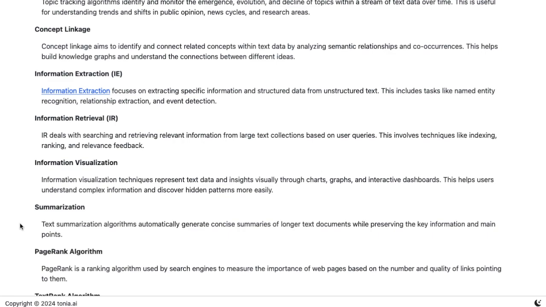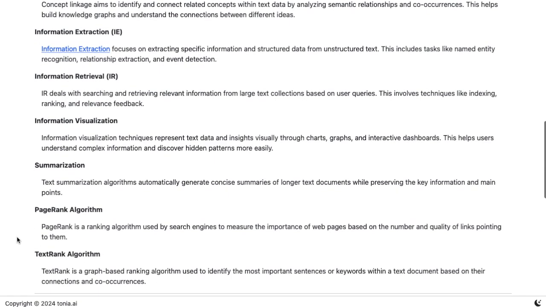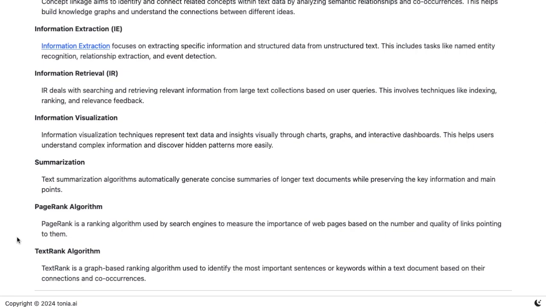PageRank algorithms are used by search engines to measure the importance of web pages, and these are sometimes based on the number and quality of links pointing to them, although common search engines have proprietary algorithms that they use in order to determine which pages to display in information retrieval. The TextRank algorithm is a graph-based ranking algorithm that is used to identify the most important sentences or keywords within a text document based on their connections and co-occurrences.